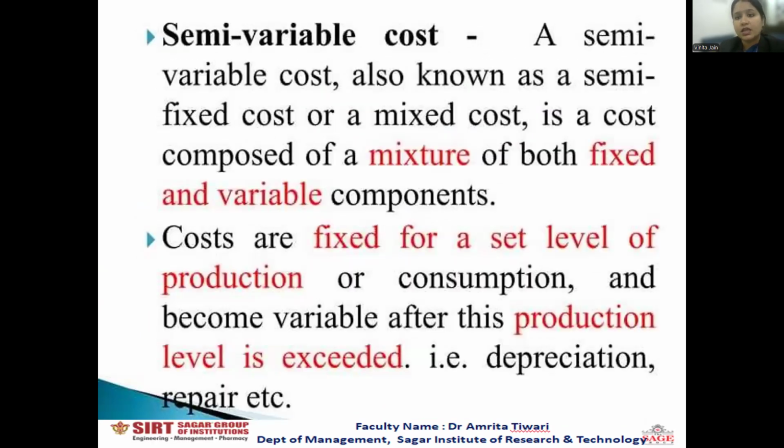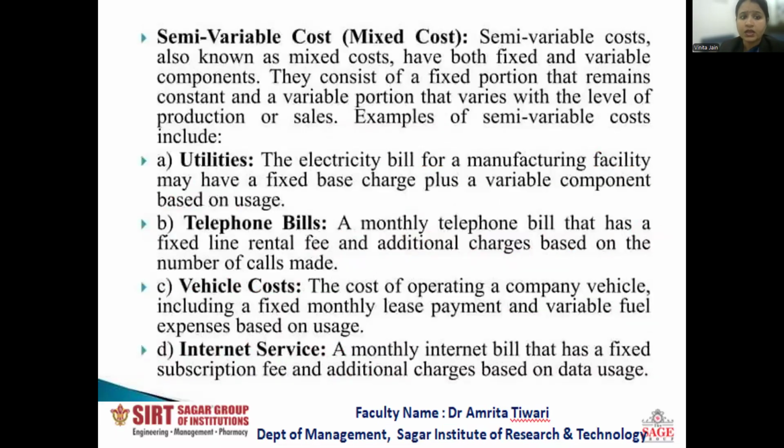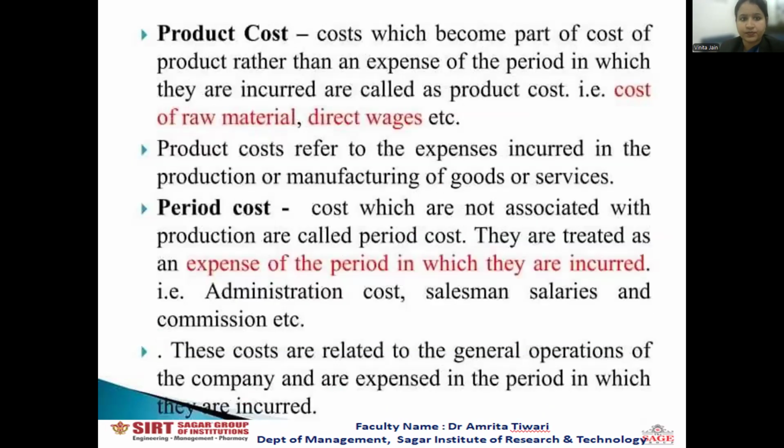Next is the semi-variable cost. Semi-variable cost is also called mixed cost. It is basically composed of both fixed and variable components. Costs are fixed at a set level of production and consumption, and become variable after the production level increases, for example depreciation and repair. Semi-variable cost examples are utilities, telephone bills, vehicle costs, and internet services.